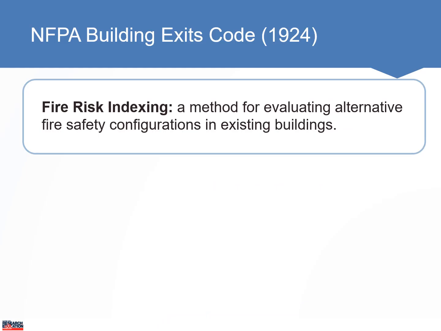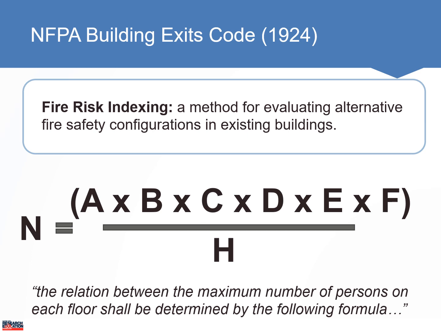Fire risk indexing is a technique for evaluating alternative fire safety configurations in existing buildings that is intended to provide a level of flexibility to the designers in order to identify the fire protection schemes that best suit the situation. The numerical values assigned to the indexing parameters are mathematically manipulated to create a single expression or a single result, which provides the overall level of fire safety for the building.